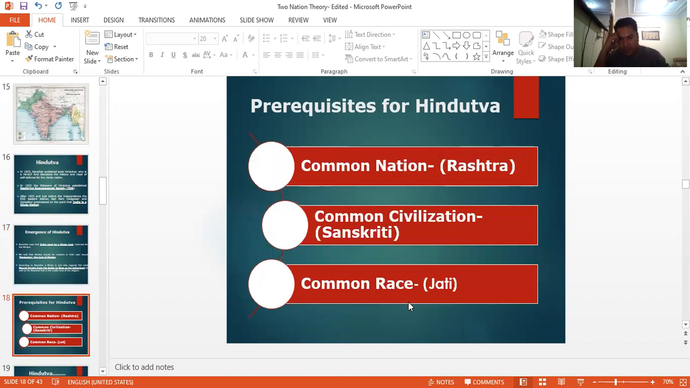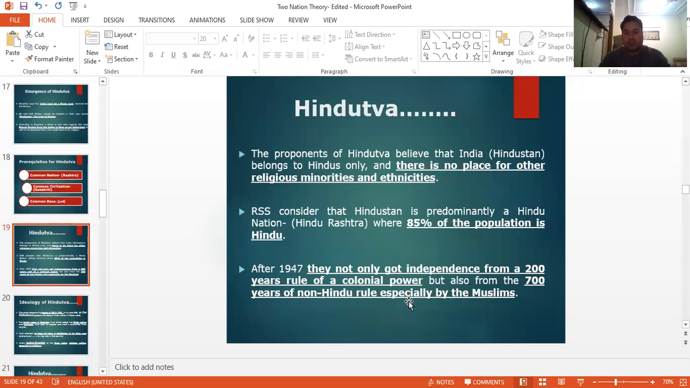They believed there are three prerequisites for Hindutva. One is common nation, Rashtra. Second is common civilization, Sanskriti, and third is common race, Jati. And they believe that if all these three things are there in a particular society, then that society is based on Hindutva ideology. The proponents of Hindutva believed that India, Hindustan, belongs to Hindus only, and there is no place for other religious minorities and ethnicities. So this is a very extreme position.